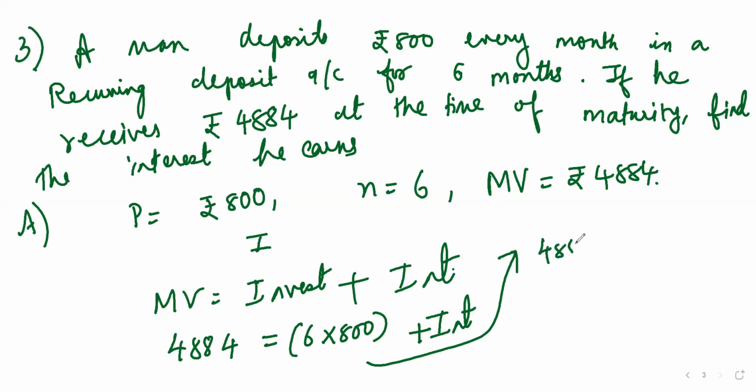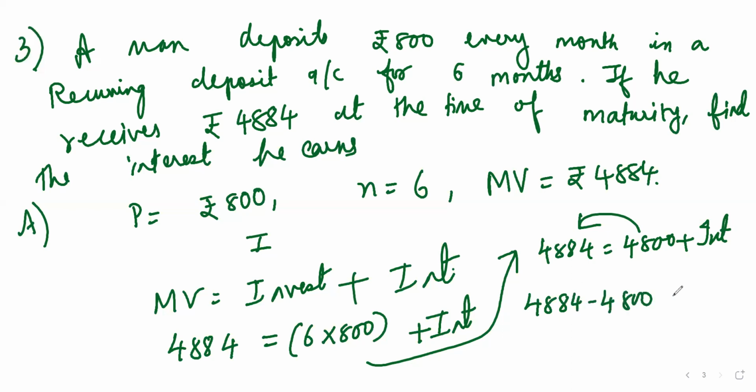So, just take it up. 4,884 is equal to 6 8s are 4,800 plus the interest. And this goes over to the other side. 4,884 minus 4,800 is the interest. You can also call it I. It's all right. So you get what? The remnant amount is 84. That's his interest, rupees 84, we can say. So the interest he earns is 84 for 6 months. Question number 4.